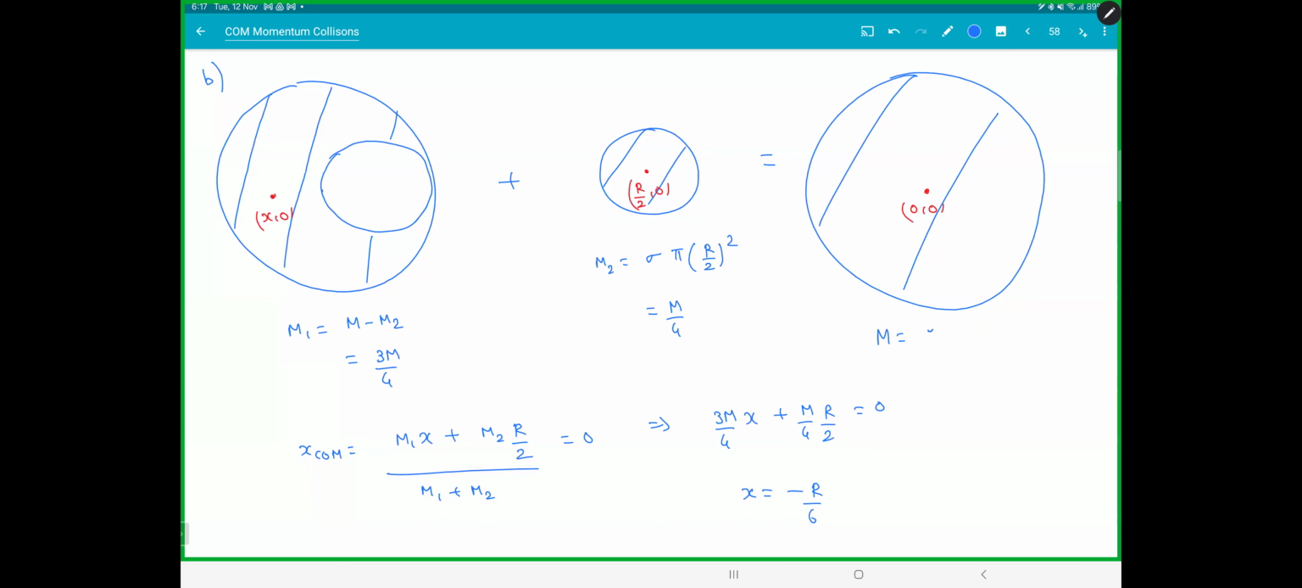Mass will change. This will be rho into 4 by 3 pi r cube. It's a 3D sphere, so this will be rho into 4 by 3 pi, r by 2 whole cube. It's a cube function, everyone. So mass becomes m by 8. So this becomes 7m by 8, and this is m by 8. So x will be minus r by 14.